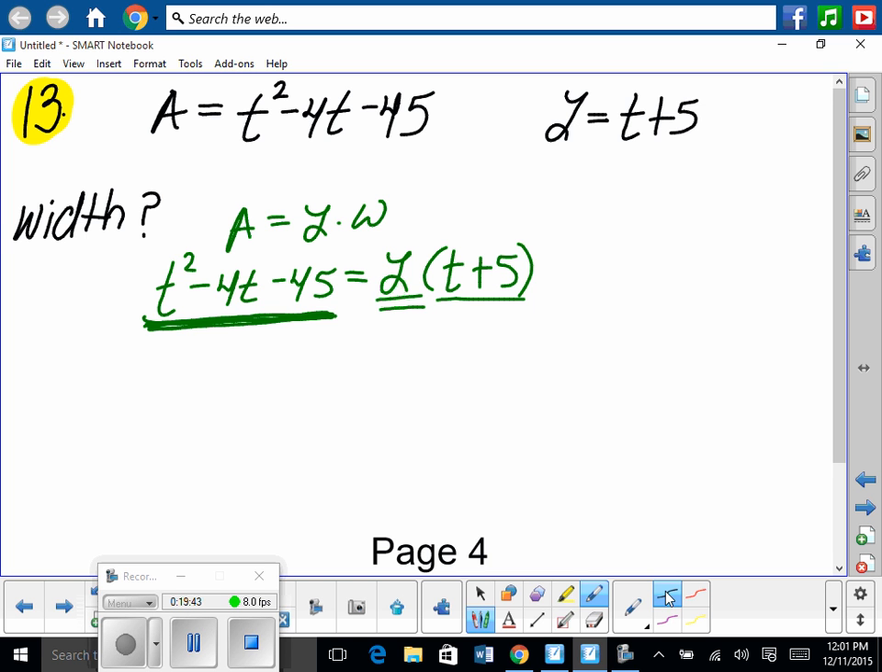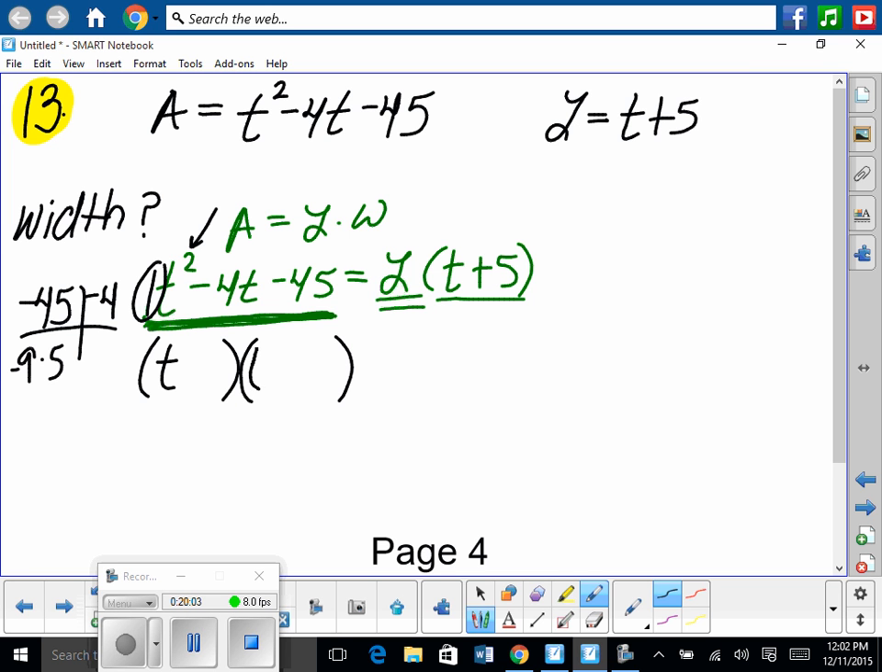I'm going to factor. It's quadratic, so I look for what multiplies to be a times c, which is negative 45, and adds up to be b, which is negative 4. 9 times 5, it needs to be negative 4, so the negative must be with the 9. Because our a value is 1, we can quick factor this. So this factors to be a binomial with those two things, t minus 9 and t plus 5. So look, t minus 9 times t plus 5 is equal to this. This is just the factored form of it.